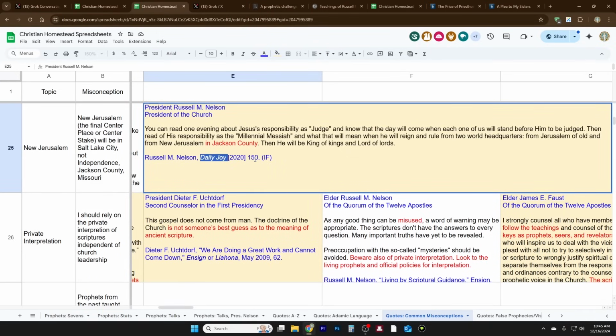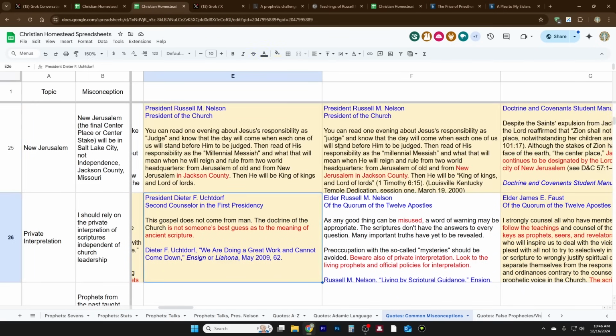It says, "You can read one evening about Jesus' responsibility as judge and know that the day will come when each of us will stand before him to be judged. Then read of his responsibility as the millennial Messiah and what that will mean when he will reign and rule from two world headquarters, from Jerusalem of old and from New Jerusalem in Jackson County. Then he will be King of Kings and Lord of Lords." There it is.